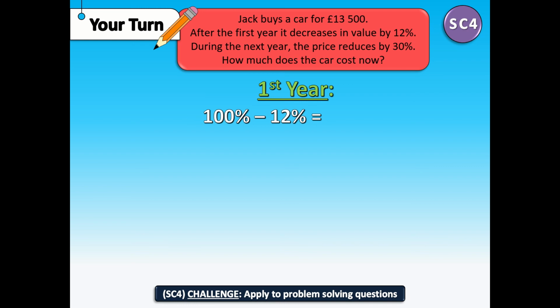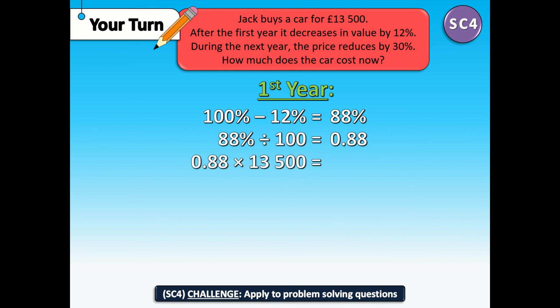So in the first year, it's being reduced by 12%. So we're finding 88%, which means the multiplier is 0.88. So we do 13,500 times 0.88. So that's £11,880. So that's how much the car is now worth after the first year.